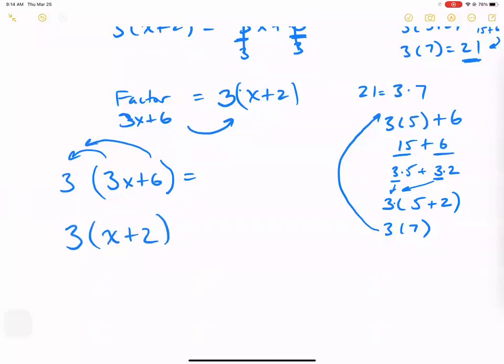Let's double check it. 3 times x is 3x. 3 times 2 is 6. This is the exact same expression, except I took out the 3 in common.